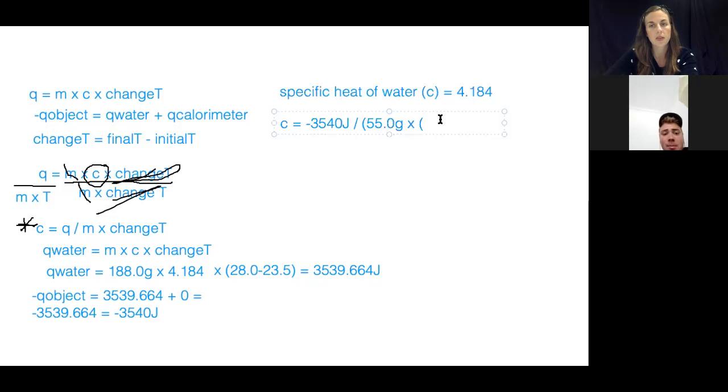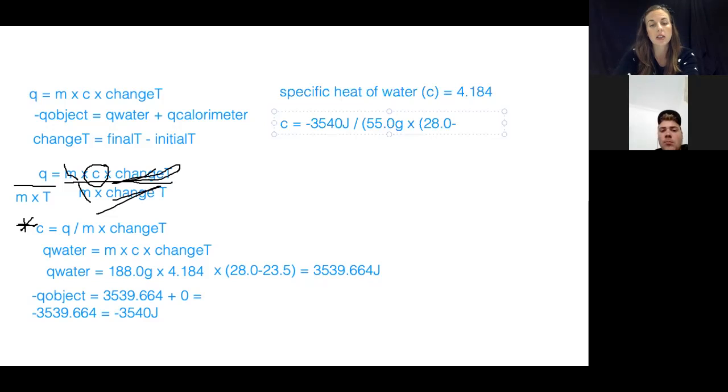Is it that problem right there? You just have to add it up. No, they give you the final temperature in the word problem. And I will give you a hint. The final temperature of the water is going to be the same final temperature for the object. Oh, so 28 Celsius. Yeah.